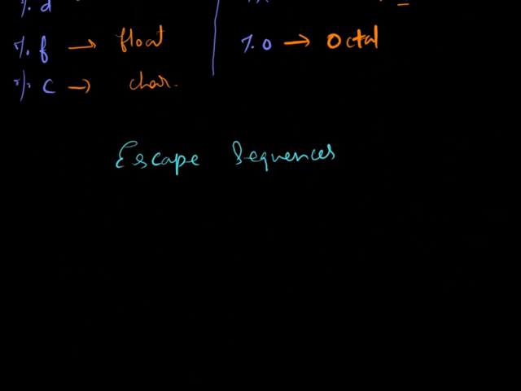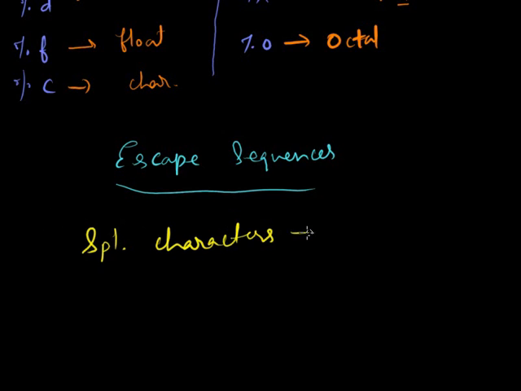Escape sequences. Now escape sequences are nothing but special characters. Like, what are special characters? Like tab or new line. When you press enter, you actually enter a special character known as a new line. So these are special characters. If you want to print special characters, you use escape sequences.